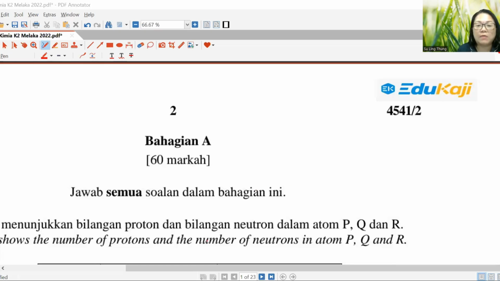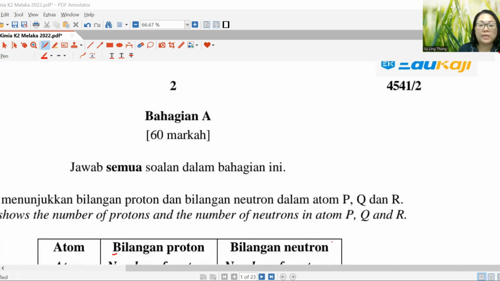All right, okay. Today we are going to go through Paper 2, Melaka, the trial paper in the year 2022. Let's look at the very first question here.